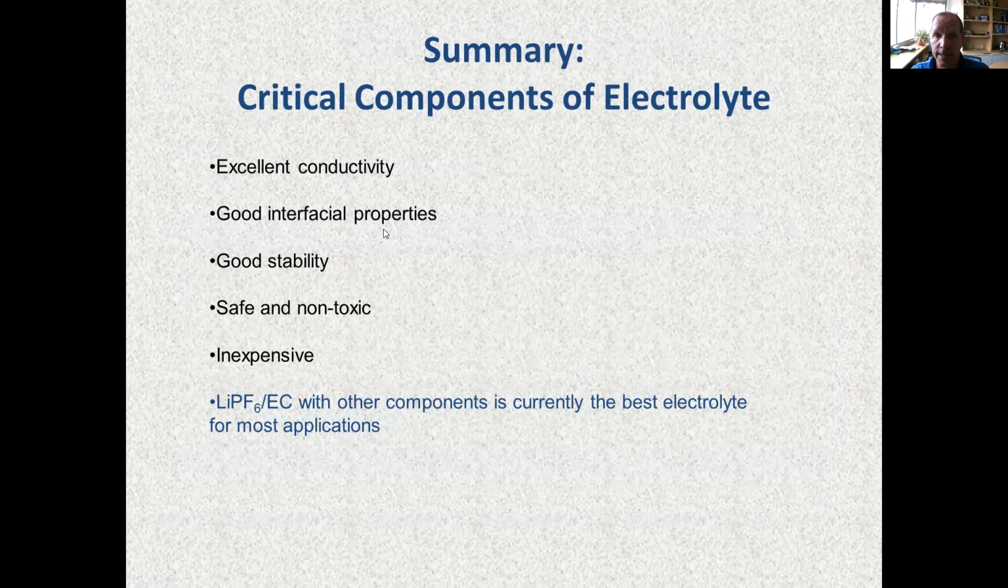And so, in summary here, the critical components of the electrolyte are, first off, excellent conductivity. You need to have good interfacial properties. Also very good stability, both thermal stability and electrochemical stability. They need to be safe and also non-toxic. You also need them to be inexpensive, since these are inherently commercially viable problems that need to be solved. And at this time still, LiPF6 in ethylene carbonate with various other components, typically dialkyl carbonates, along with electrolyte additives, is still the best electrolyte formulation for most properties.